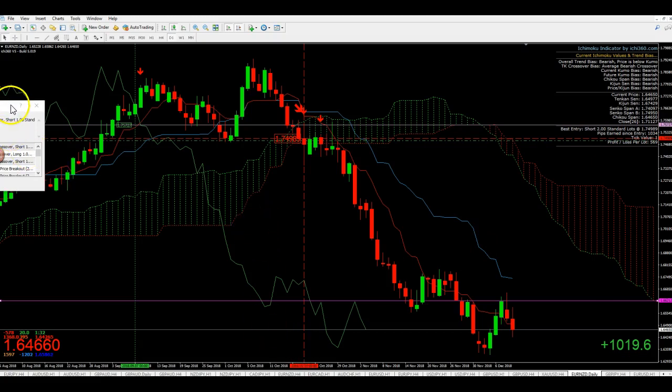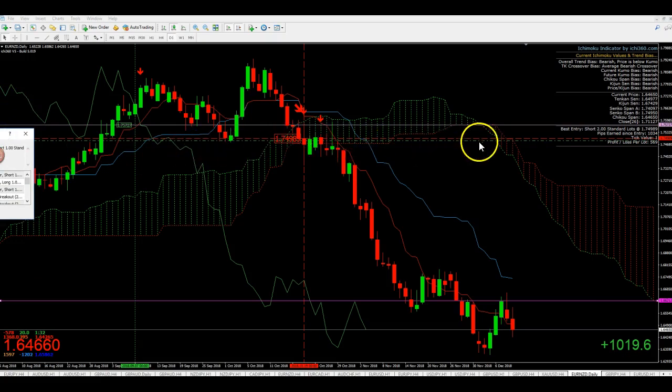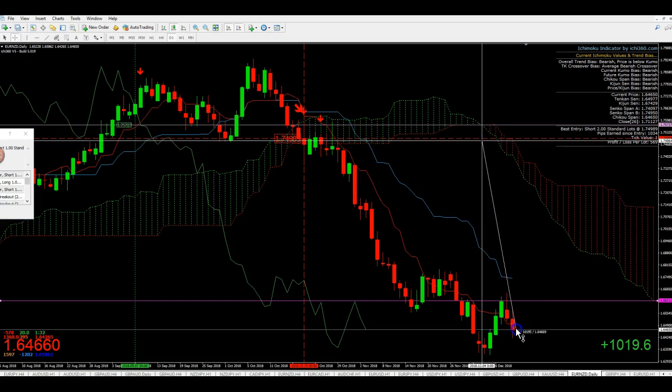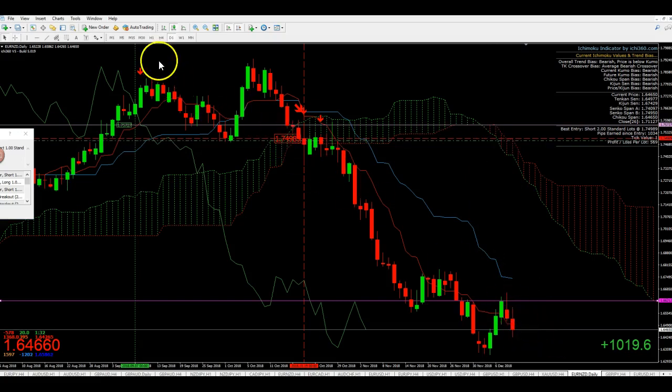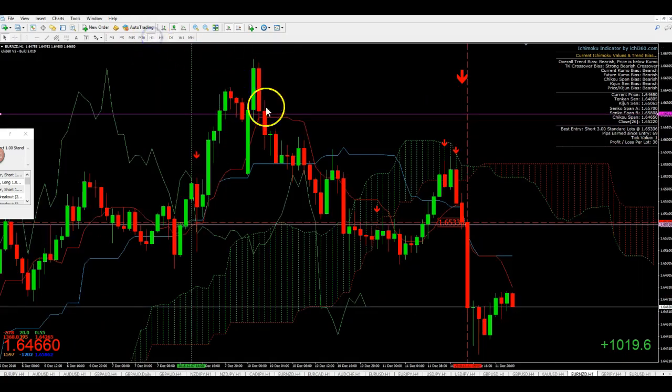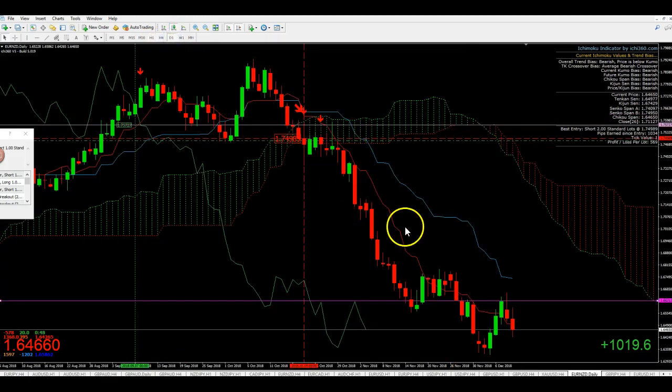Now you can see basically from here, this is where we entered the trade, and we are currently here, over 1,000 pips. But obviously I didn't enter this trade on the daily time frame. This is a daily time frame. I entered this trade on the hourly time frame, about a month ago. So let me just see if I can mark this bit where I entered the trade.